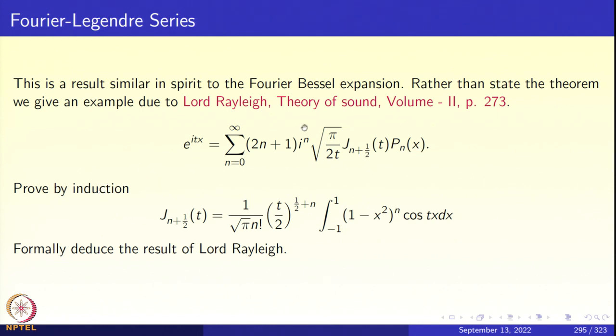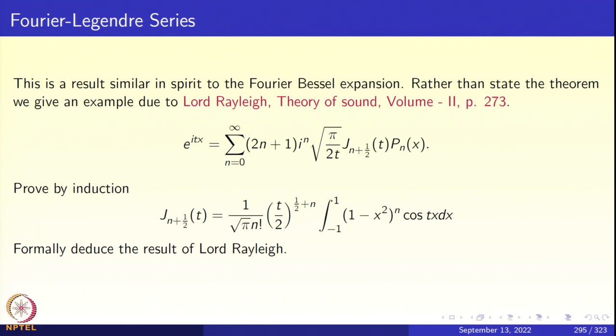Prove by induction. First, before you embark upon this expansion, prove that J of n plus half of t equals 1 upon root pi times n factorial, times t by 2 to the power half plus n, times the integral from minus 1 to 1 of (1 minus x squared) to the power n cos tx dx. How do you prove this? First, write down the power series for Jp(t), where p is any non-negative real number. For example, put p equal to half. Find out what is J half of t.